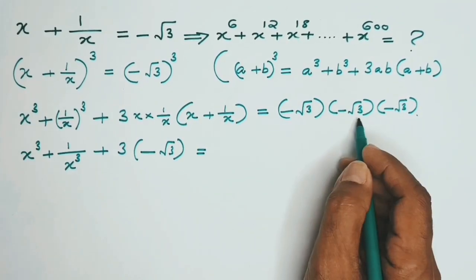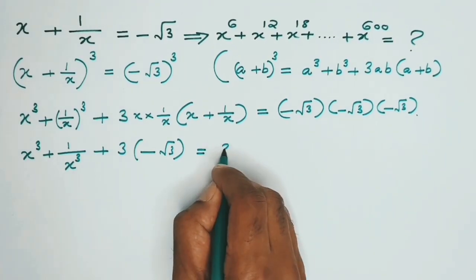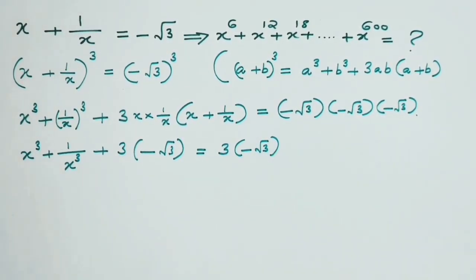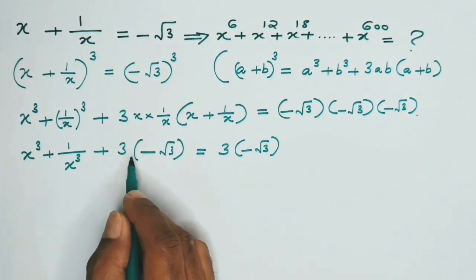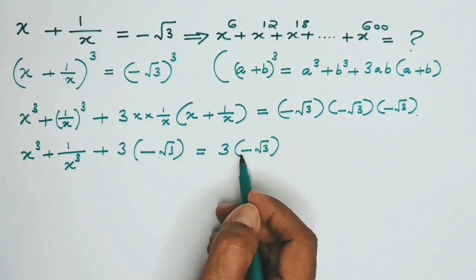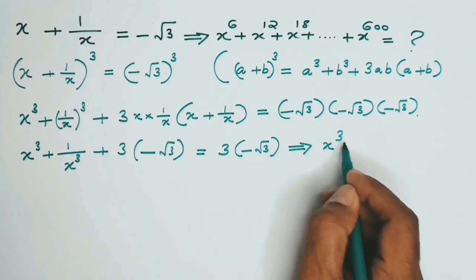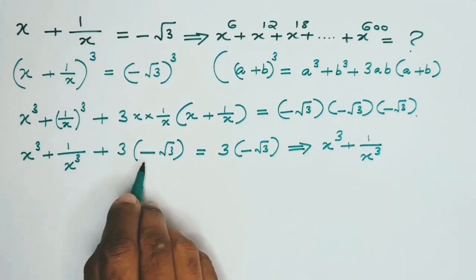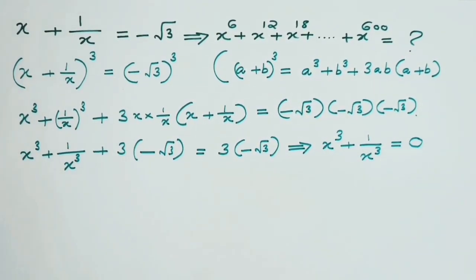See, if you take the first two terms, minus into minus plus, root 3 into root 3, you get 3. Then there is this third minus root 3. I'm just writing it as it is. Look at this. There is 3 multiplied by minus root 3 here. Then there is 3 multiplied by minus root 3 here. They will cancel out. And you will get x cubed plus 1 over x cubed, rather this taken to the right side, they will cancel out and you will get 0.